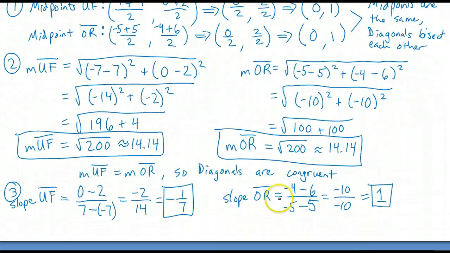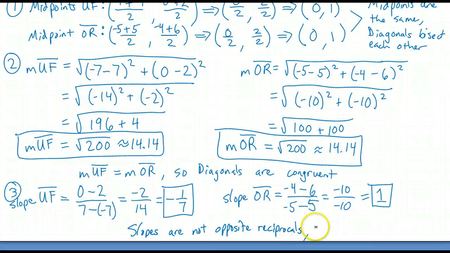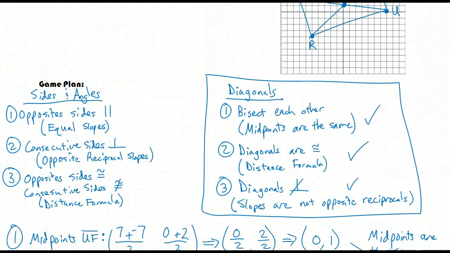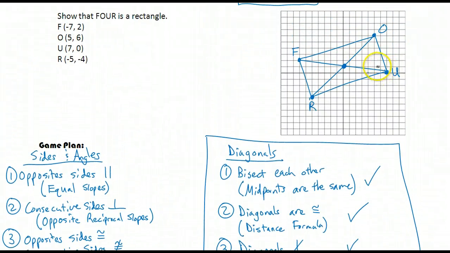So if I look at these two slopes, they're opposite. One's negative, one's positive, but they are not reciprocals of each other. So the slopes are not opposite reciprocals. So that means that my diagonals are not perpendicular. So I've showed all three things to prove that FOUR is a rectangle.